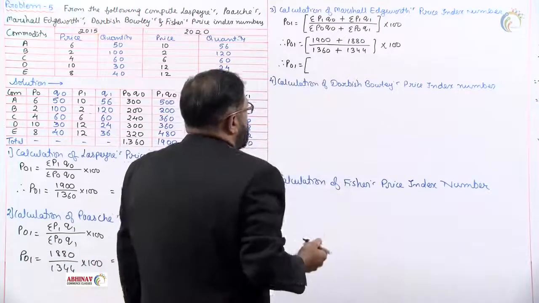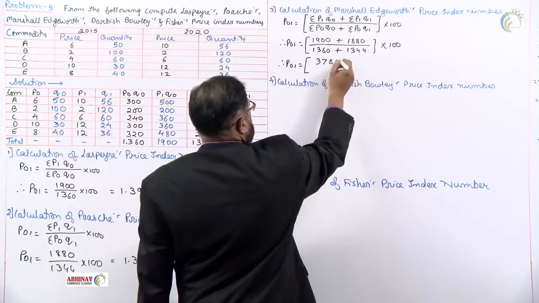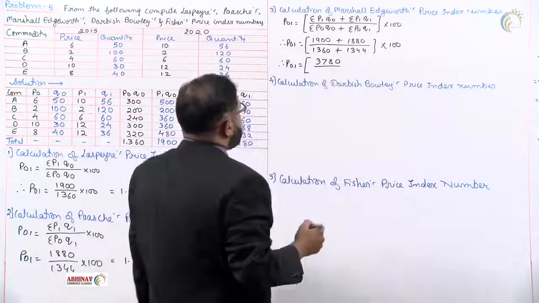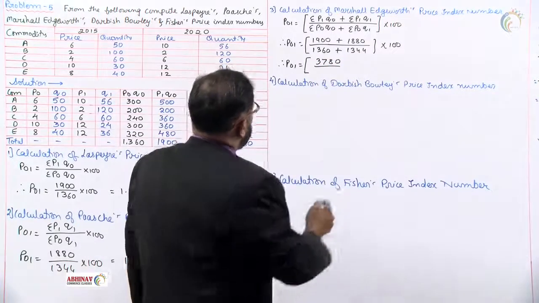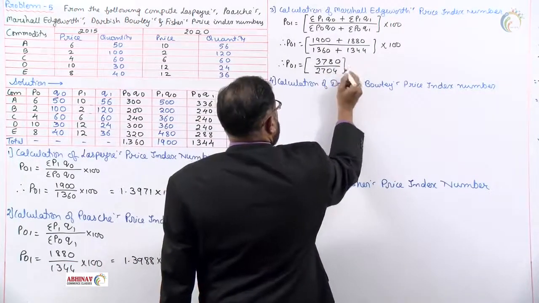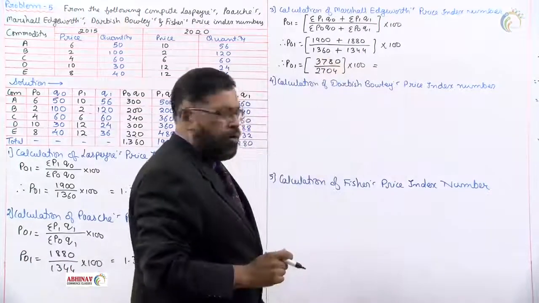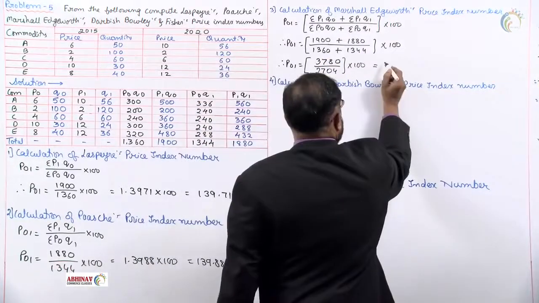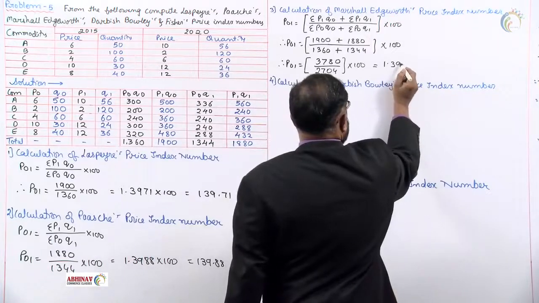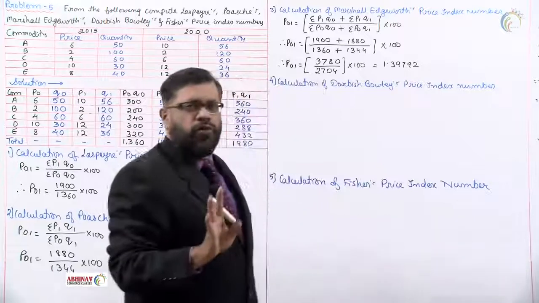The addition: 1900 plus 1880 is 3780. This divided by 1360 plus 1344, which is 2704, into 100. Now comes the division. When you divide this, what you get is 1.39792. We want 4 digits.